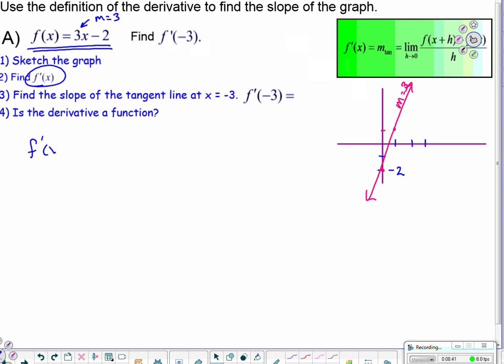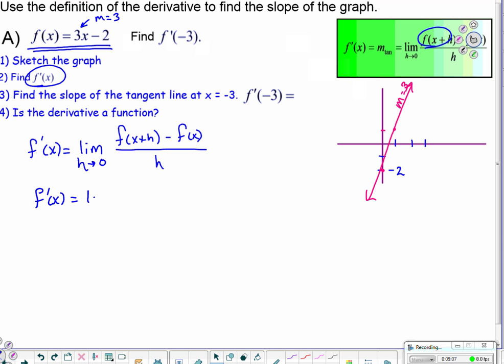So here we start. F prime of x is equal to the limit as h approaches 0. We want to evaluate our function at f of x plus h. So I'm just going to write down my formula to start us off so that you know what we're plugging in and where it came from. So there's the format for a derivative. So f prime of x as the limit taken at h going to 0.